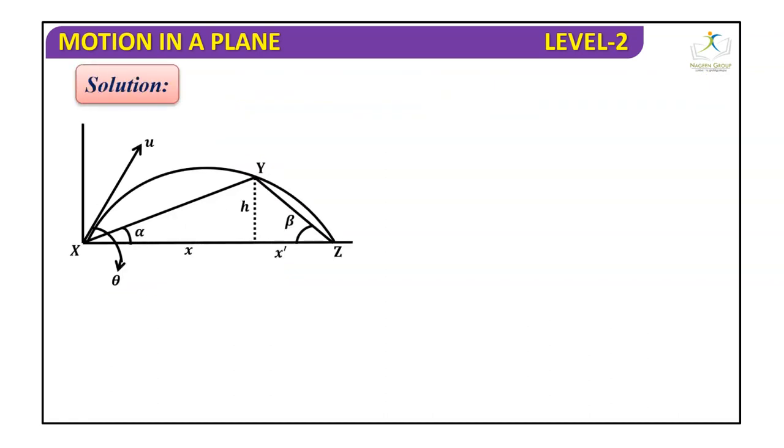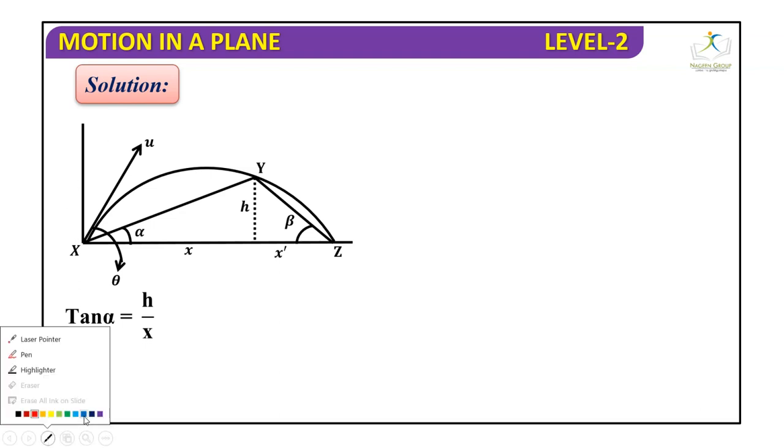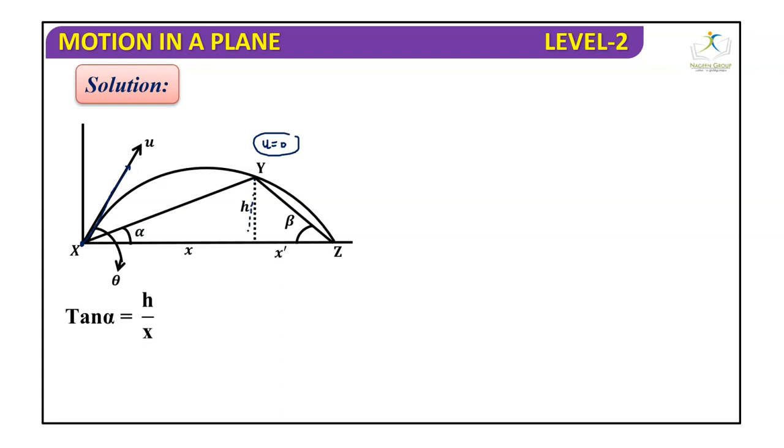Let's move on to the solution part, students. From this diagram, as you can see, tan alpha is equal to h by x. If any particle is projected at any particular angle, then at maximum height its vertical velocity becomes 0. So I'm supposing this is the maximum height, and it makes an angle alpha from this point. So tan alpha is equal to h by x.